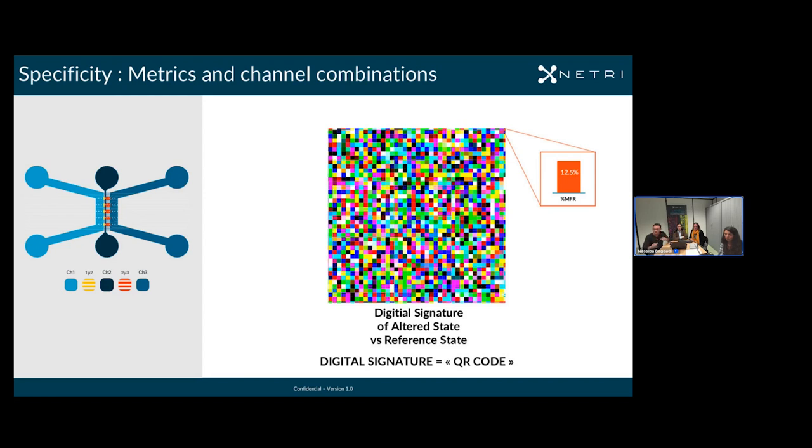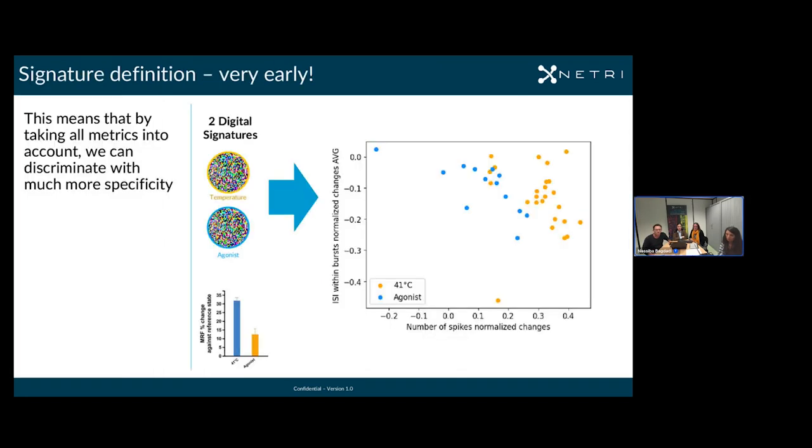So this is conceptual, but what does that actually mean when you start to put it into practice? So we started to see, can we see differences? If we look at more than one metric and different conditions, can we start to build a digital signature or see differences between two conditions? So here we took two sets of data: chips that were challenged with temperature, with or without a test compound.